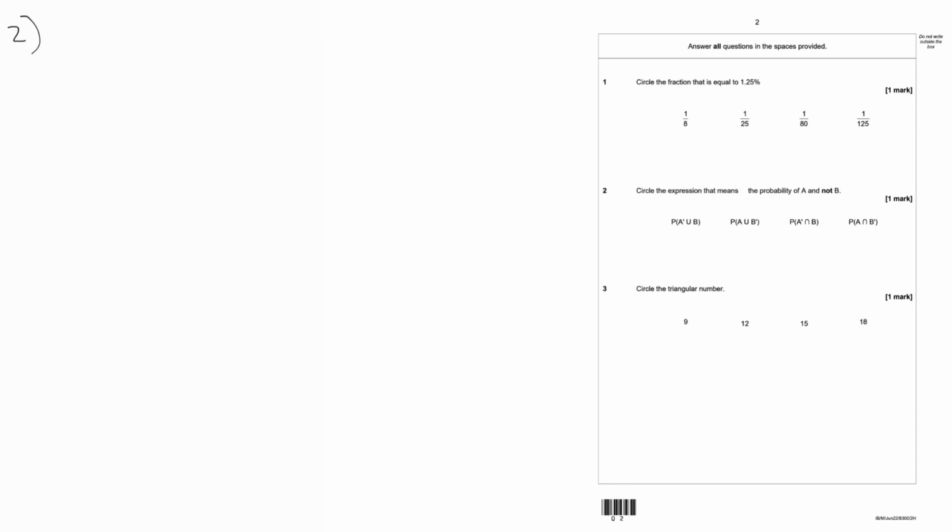So for question 2, we want to write the probability of A and not B. So what's the notation for this? Well, the probability of A and something is this n-looking symbol. And then if we've got not B, we write a dash next to the B. So this means the probability of A and not B. So we can see that this is the last option on this list.